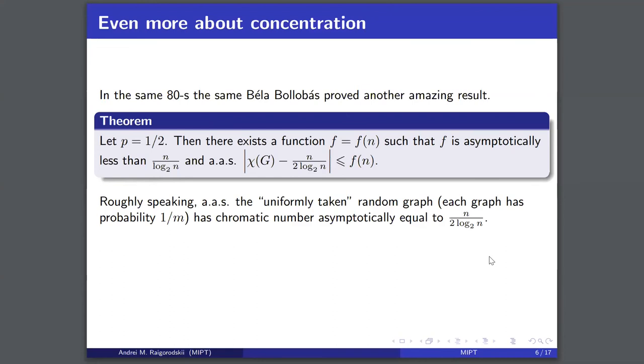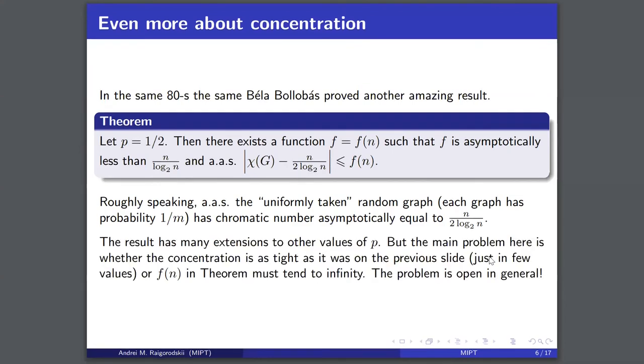And this is a problem. It's not yet solved. I invite you to solve this problem. No, probably you will not be so enthusiastic about it. In general, this problem is open. It's possible to prove analogous results for different values of p, for example, for other constants. Of course, it's also possible to prove such results. But in general, the problem of high concentration here is not yet solved.